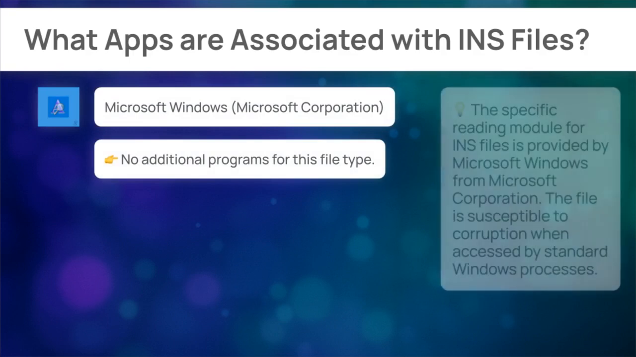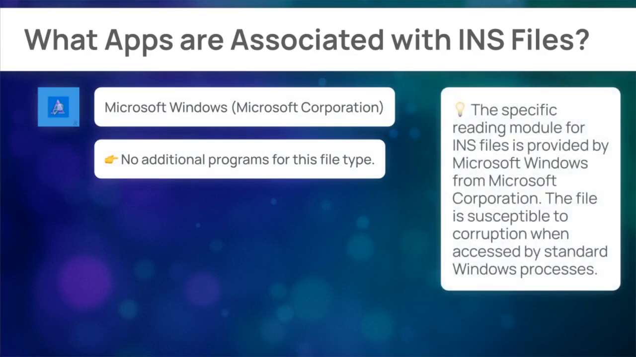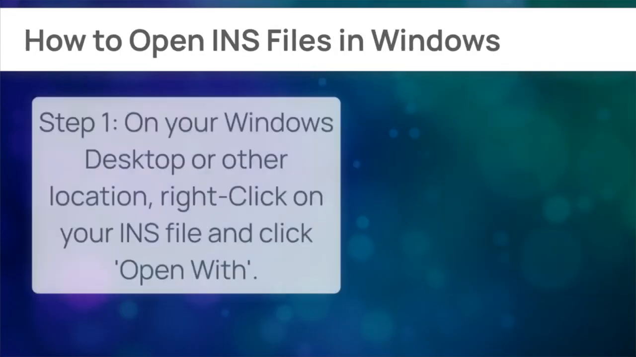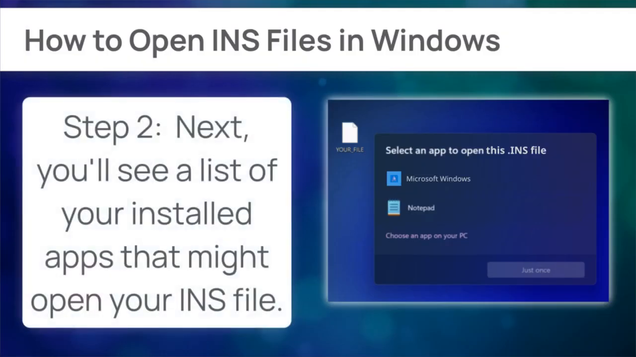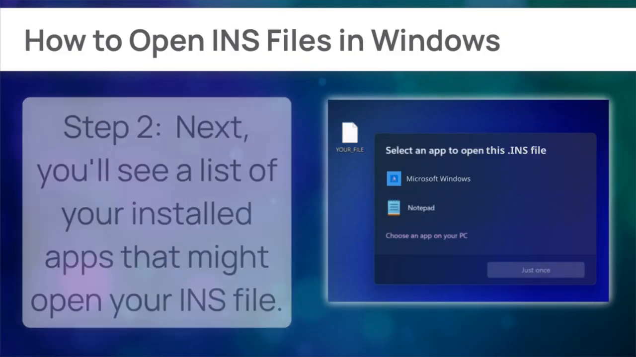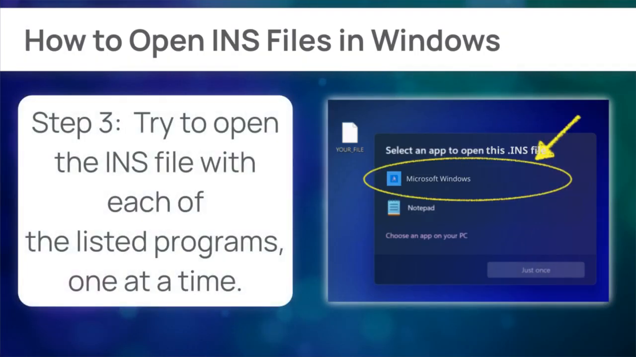The file is susceptible to corruption when accessed by standard Windows processes. Windows provides visibility but no safeguards, so careful review is needed before changing values. We're testing the system's interpretation of the file's data. Right-click the INS file and click Open with, then choose Microsoft Windows first. If it's unavailable, choose another program. The right tool is key.